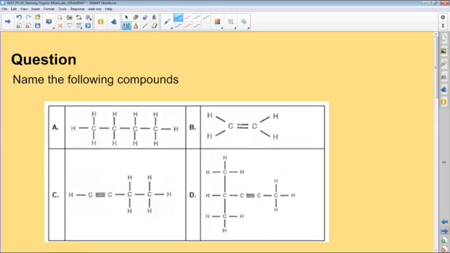So if we look at the first one, we have 1, 2, 3, 4 carbons. So those 4 carbons tell me that if we go to meth, eth, prop, but, so it's but, but there's only single bonds, so it's butane. All one word, really, really important.